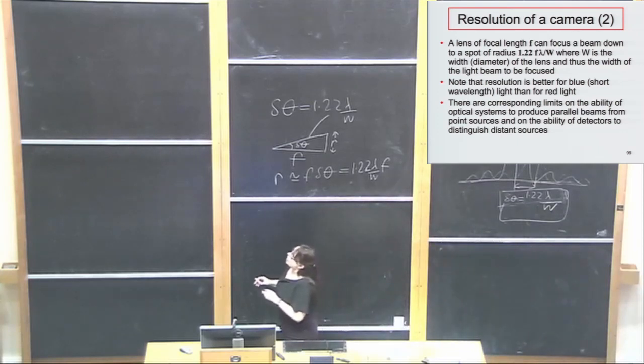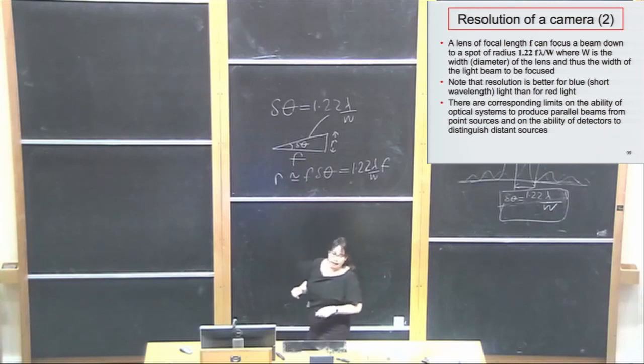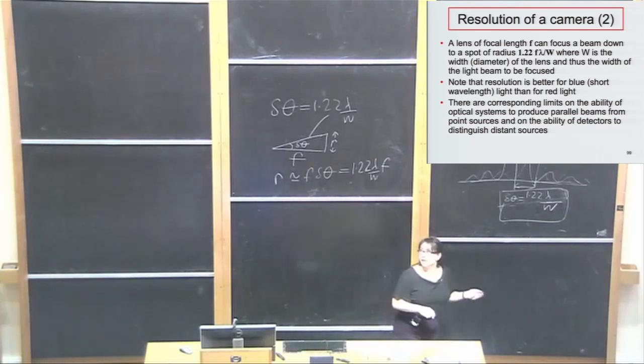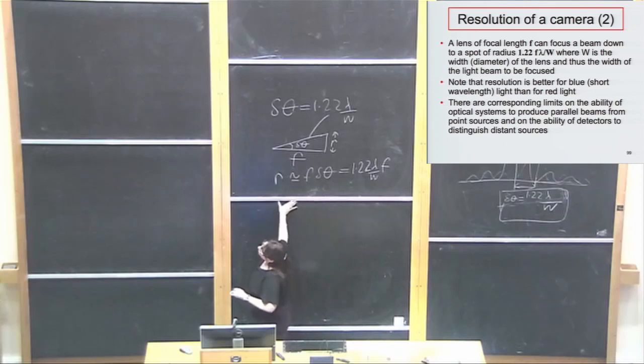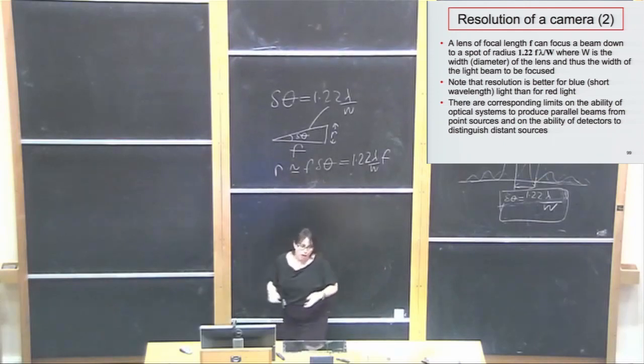Either you can work at smaller wavelengths, so maybe if you're working in the visible, you want to work with blue light rather than red. Or you can try and make your apertures, your lenses, as big as possible, right? You make W as big as possible. So broadly, that's what you can do.